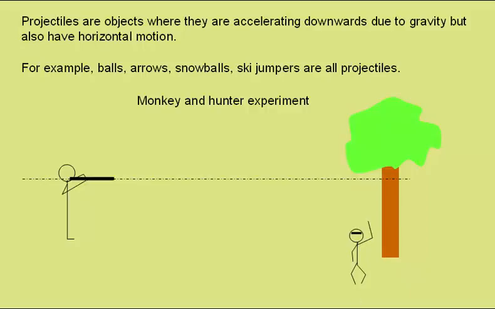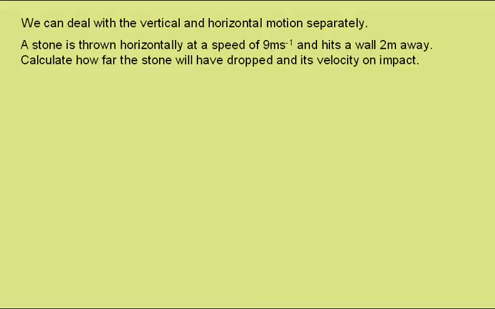In reality, this experiment can be done in the lab, firing ball bearings at falling cans. This shows us that the vertical motion is independent of the horizontal motion. An object falls at just the same rate, whether it has horizontal motion or not. This means we can deal with the vertical and horizontal motion separately. Let's look at this in a problem.